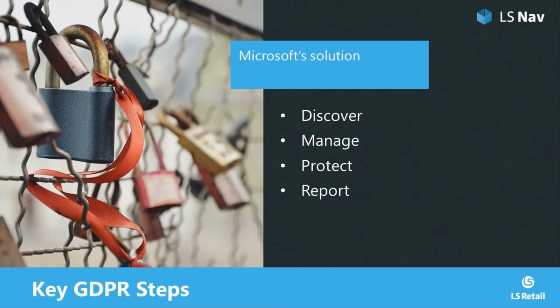Microsoft recommends that you begin your journey to GDPR by focusing on these 4 key steps. Number 1 is discover. Identify what personal data you have and where it resides. This is solved in NAV using the data classification.